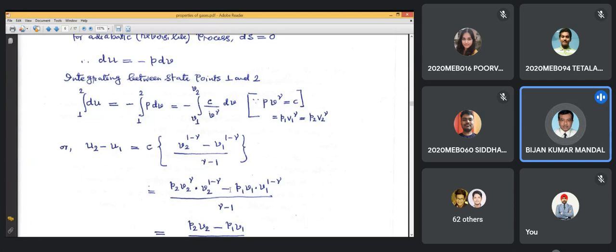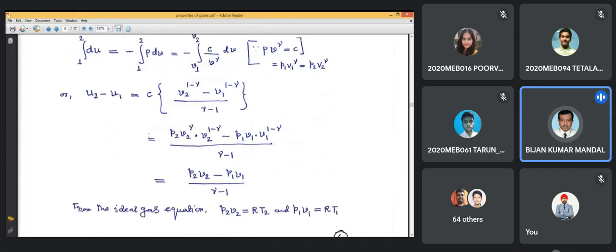Now in the first case, where it is multiplied by V2, we have replaced C by the terms having 2 as subscript, and secondly, in the second one, we have to replace C by the terms which contain 1 as the subscript. So that we have done, and after that, P2 V2 minus P1 V1 divided by gamma minus 1, that is the change in internal energy.